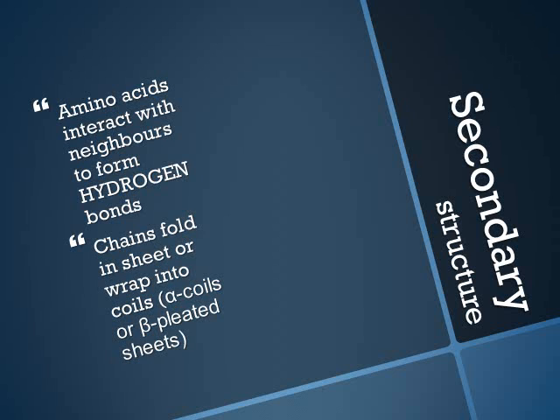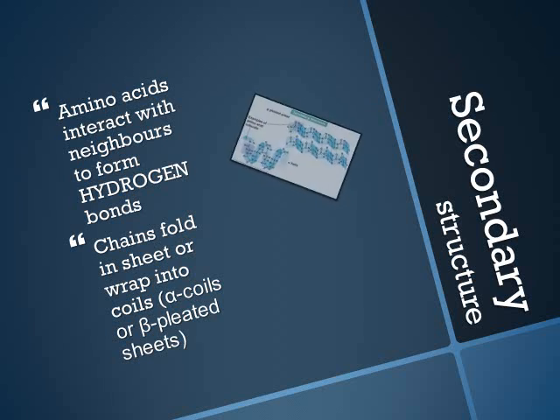And depending on what amino acids are being used, so what side chains are involved, we get a regular pattern of either a coil or a pleated sheet, sort of like a fan that you used to make with folded paper in elementary school. So we can have an alpha helix, or in this note we call it an alpha coil, but you also see it written as alpha helix, or a beta pleated sheet, and we'll have a look at a diagram of those.